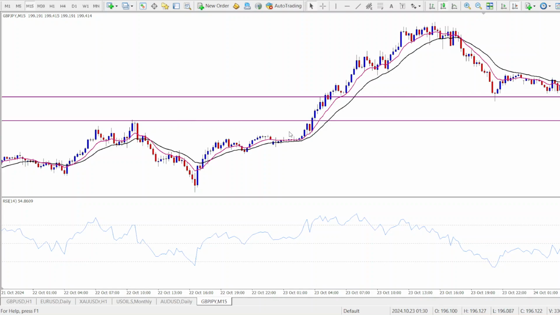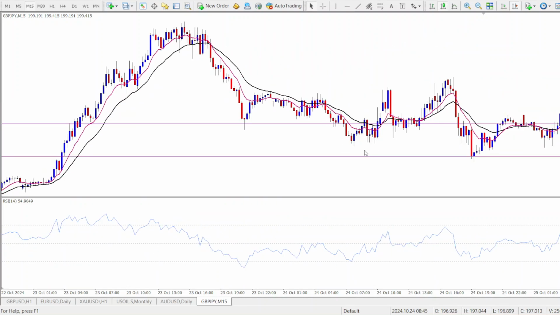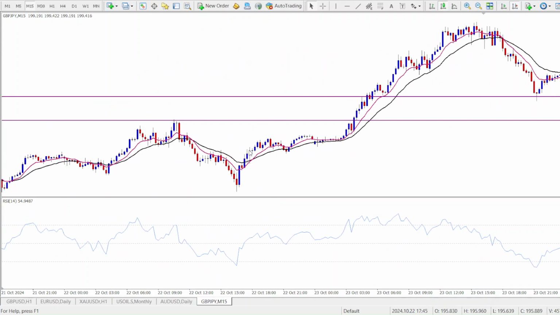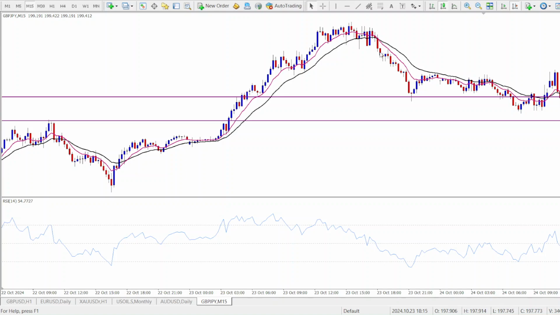Okay, on the other hand, you can also decide to use the opposite crossover as your exit signal. For example, for a sell trade, we can decide to use the bullish crossover as our exit signal for the sell, and then for a buy, we can decide to use the bearish crossover as our exit signal for the buy. So basically that is it.